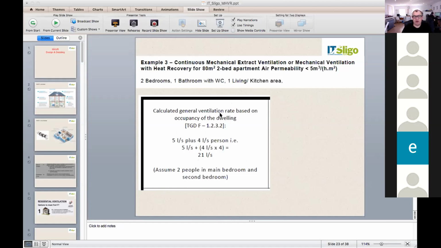That's the principle of a heat recovery unit. This is what's called a centralized heat recovery unit. I'm just going to make sure my chat is on as well. There we go. So, next slide.